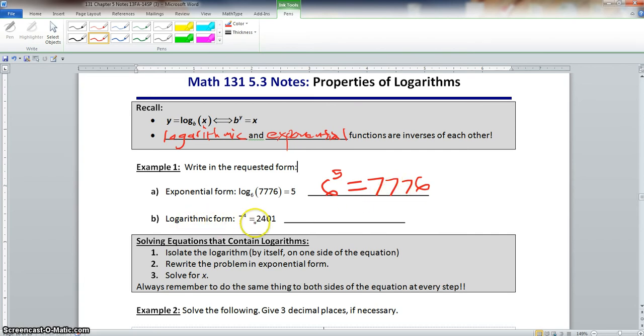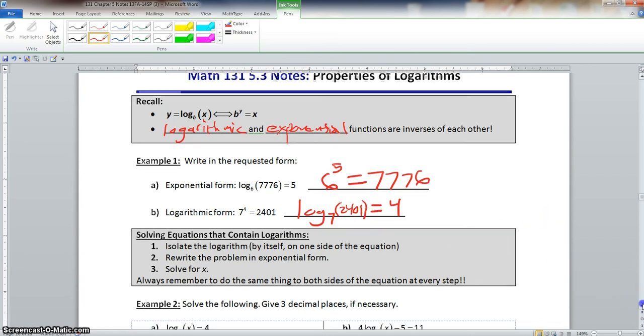Okay, now we want to write this in logarithmic form. So it'll be log, and we know this 7 here will be our base. This exponent will be behind the equal sign, and this 2,401 is our argument. And we're done with that problem.